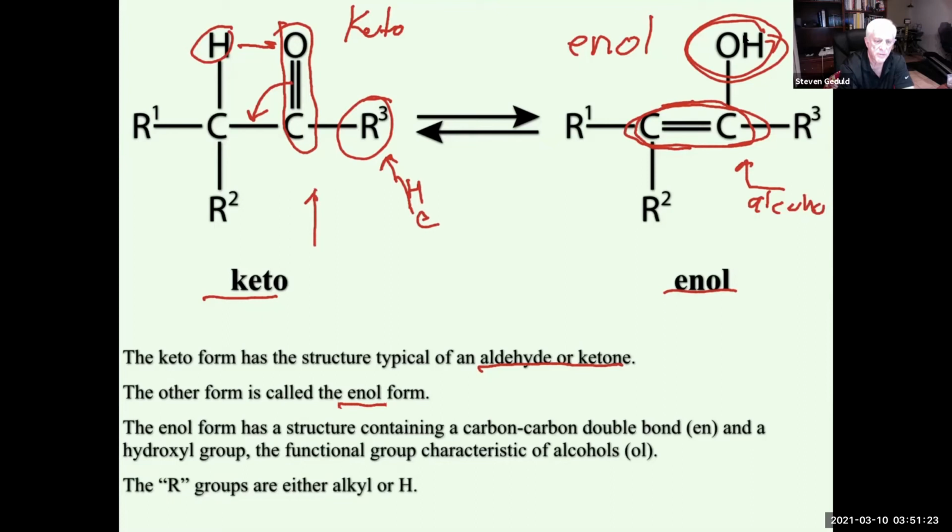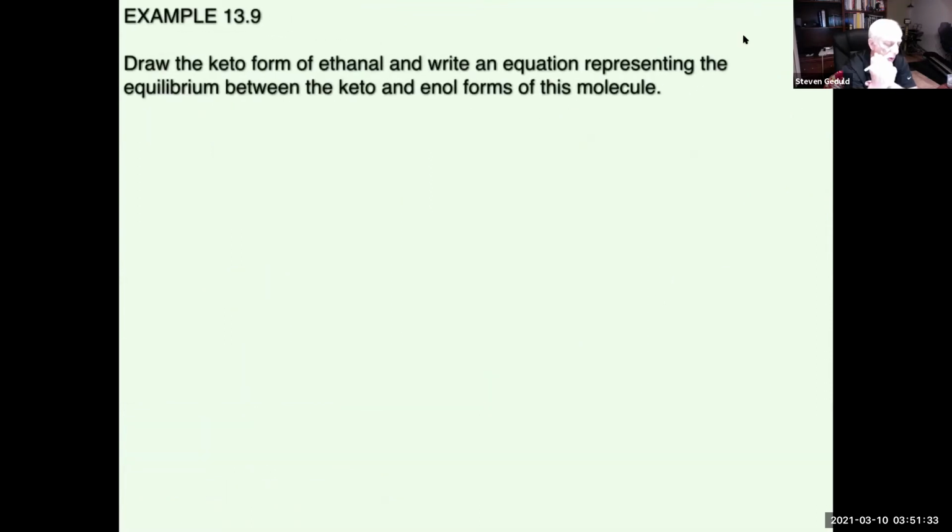Okay. So the R groups are either alkyl groups, which are carbon, or they're hydrogen groups. All right, so draw the keto form of ethanal and write an equation representing the equilibrium between the keto and enol forms of this molecule.